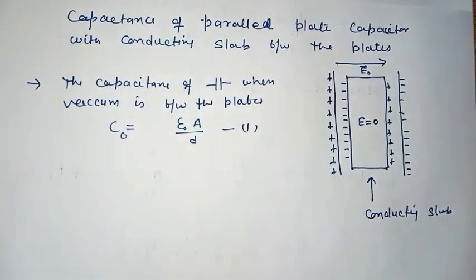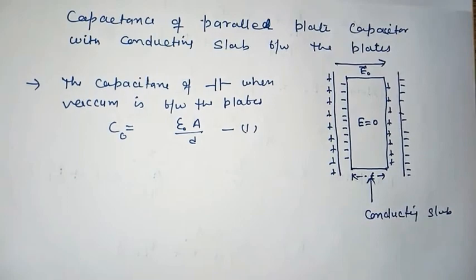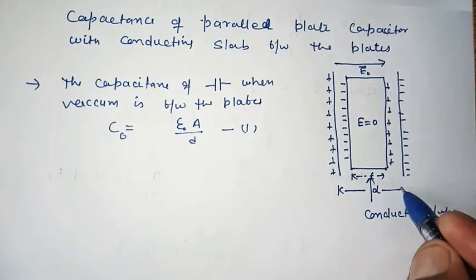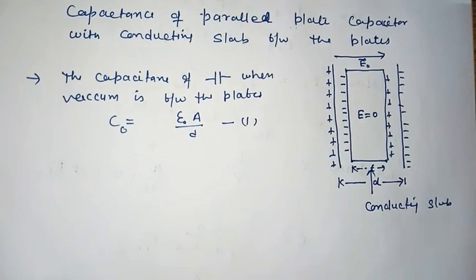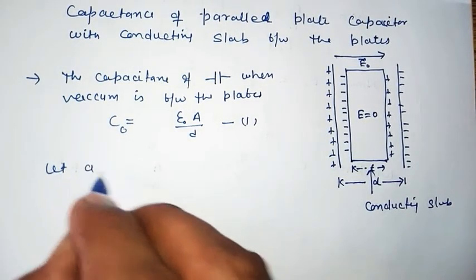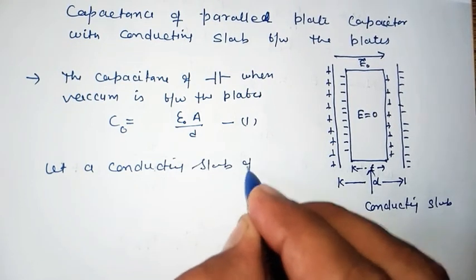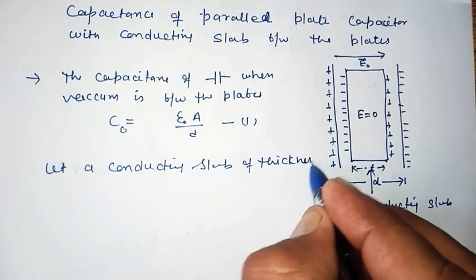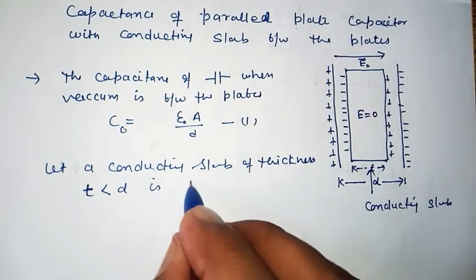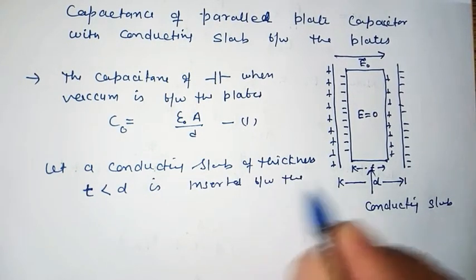Now you have introduced a conducting slab, so let its thickness be T here, and the separation between the plates of the capacitor be D. So let a conducting slab of thickness T less than D be inserted in between the plates.